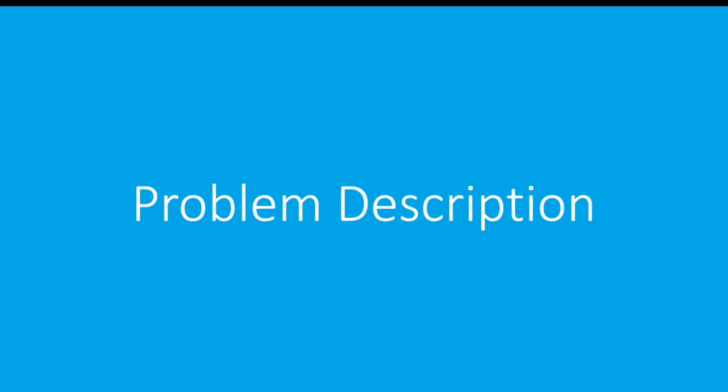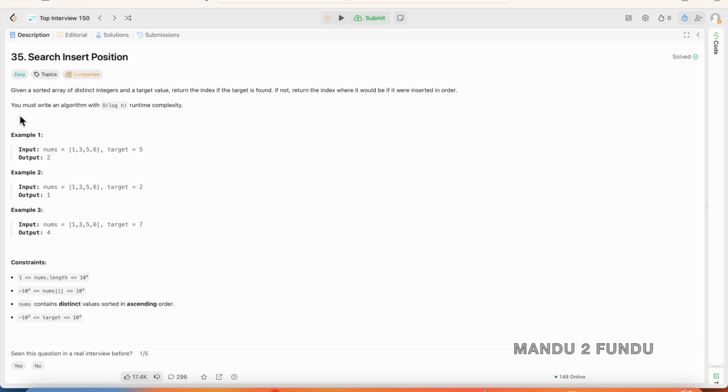In this video, I'm going to discuss the solution for the search insert position problem. Let's look at the problem description. We are given a sorted array of distinct integers and a target value, and we have to return the index of the target value if it is present. If it is not present, we have to return the index where it would be if it were inserted in order. Also, we are expected to write an algorithm with O(log n) runtime complexity.